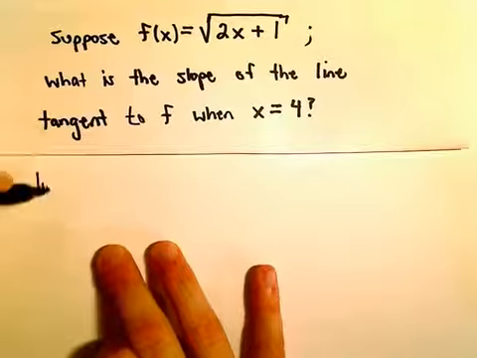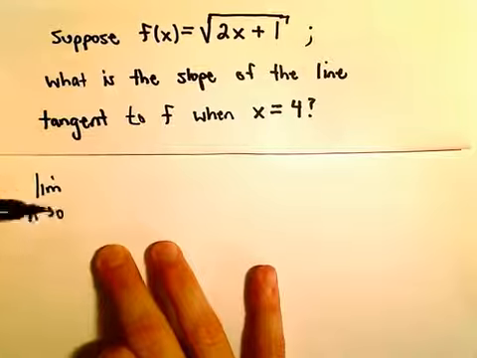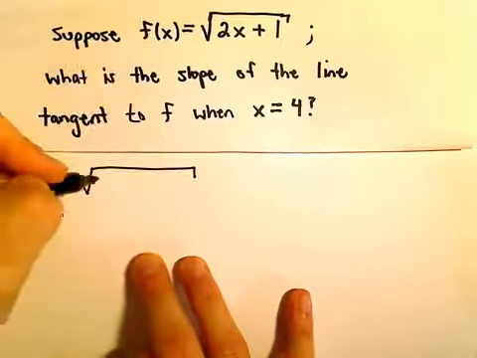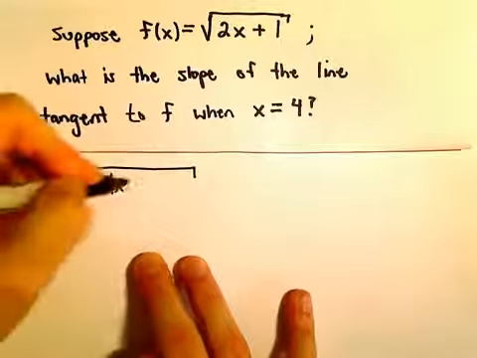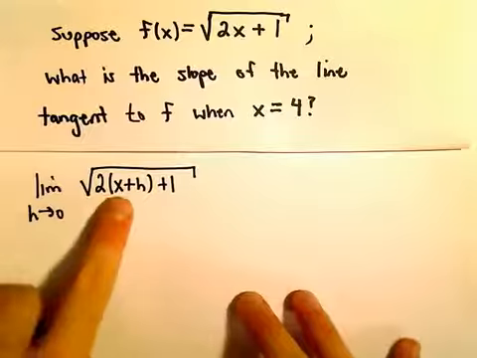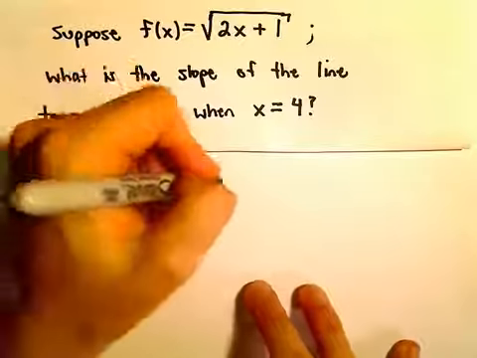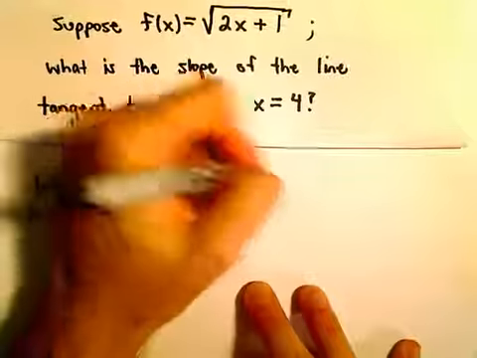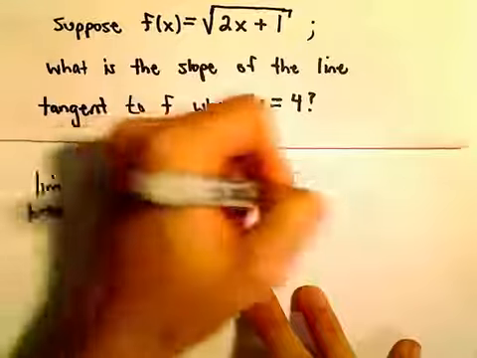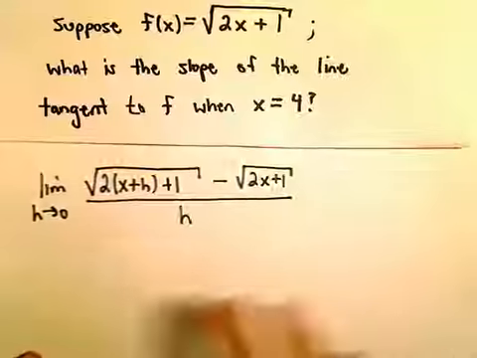So we'll have the limit as h approaches 0. And we take f of x plus h, which in this case, if we replace our x with x plus h, well, there it is. We just have 2 times the quantity x plus h, plus 1. And then we do minus our function f of x, which is the original function, square root of 2x plus 1. That's all over h.